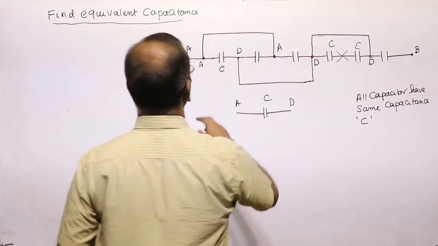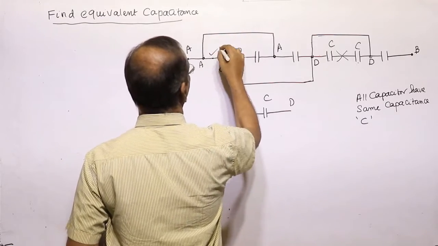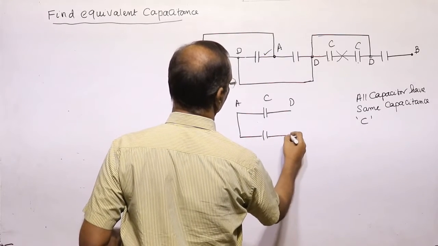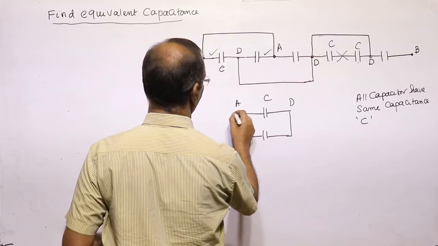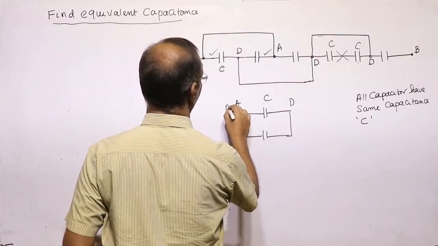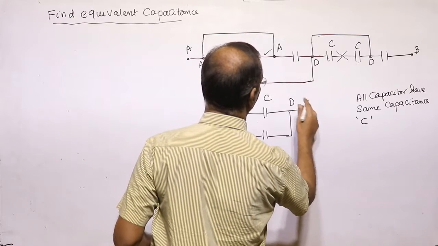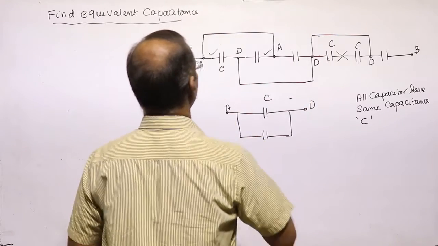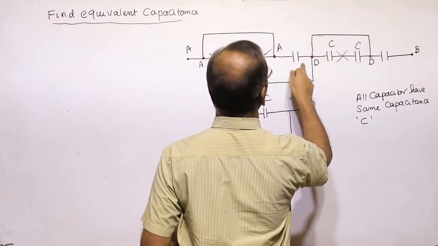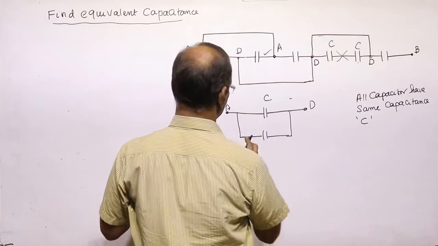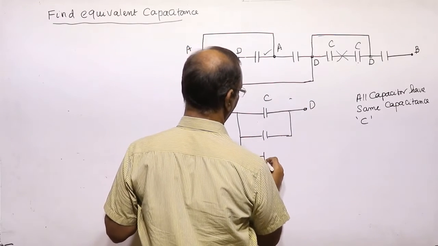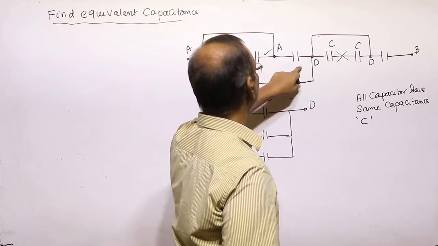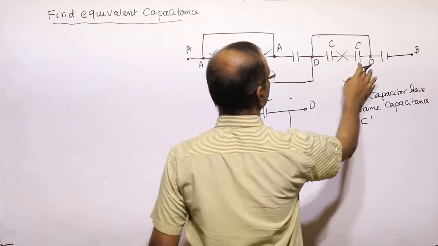Second, again A to D, one we have seen. Again D to A, one more. This is point A, and this is point D. Any more in the circuit? A to D we have seen. Now again A to D, there is one more capacitor. It means there will be one more between A to D, because between these 2 points there is no other.